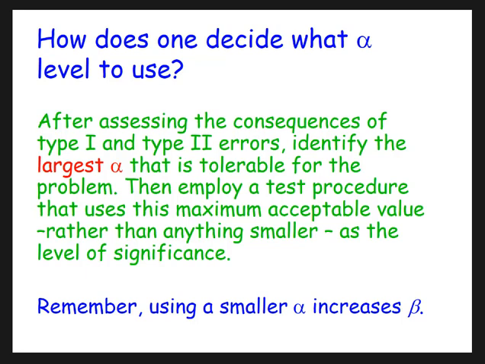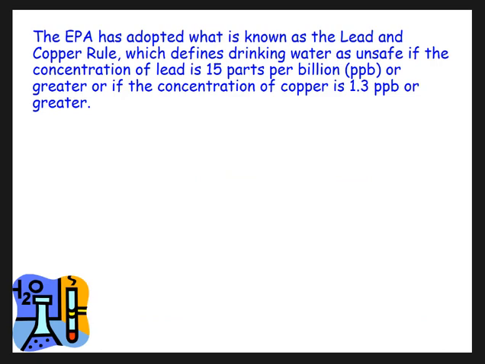So remember, if we choose too small of an alpha, or smaller than necessary alpha, we increase the size of beta. So the EPA has adopted what is known as lead and copper rules, which defines drinking water as unsafe if the concentration of lead is 15 parts per billion or greater, or if the concentration of copper is 1.3 parts per billion or greater.